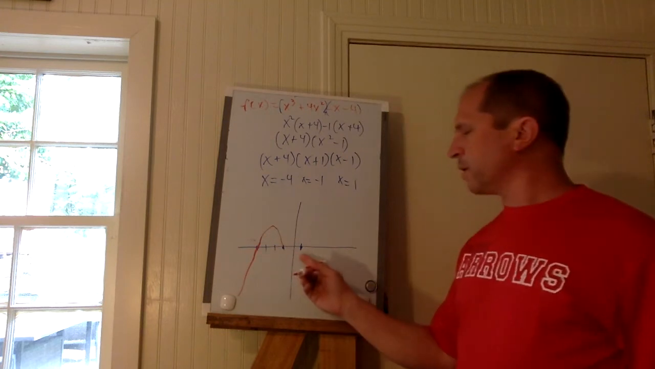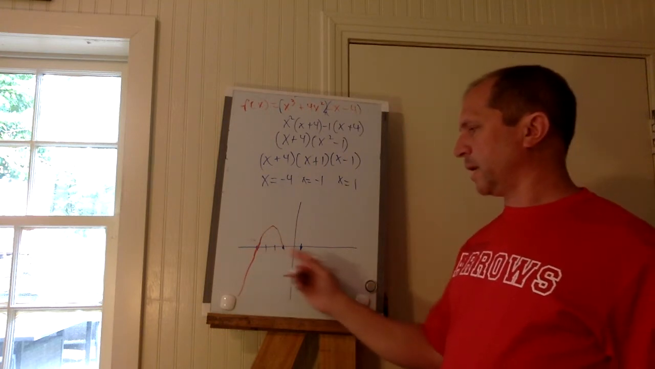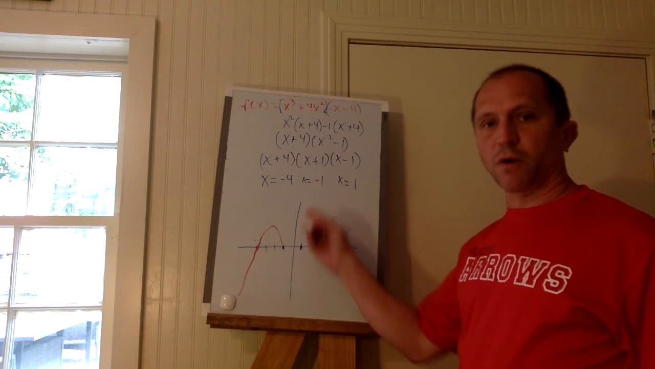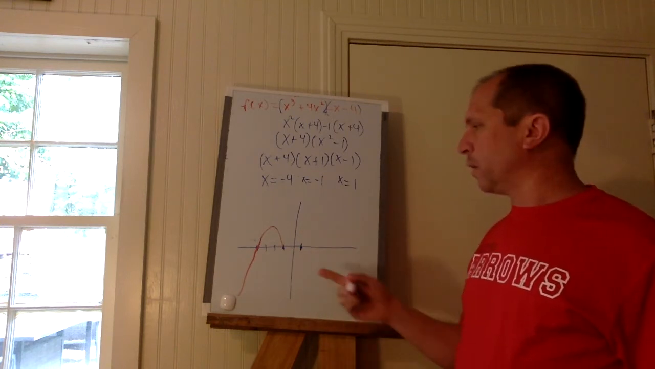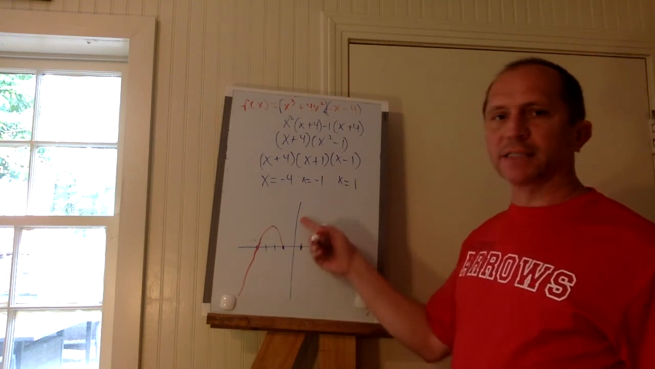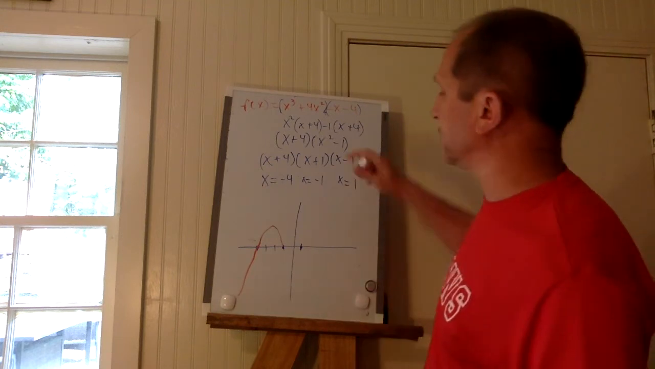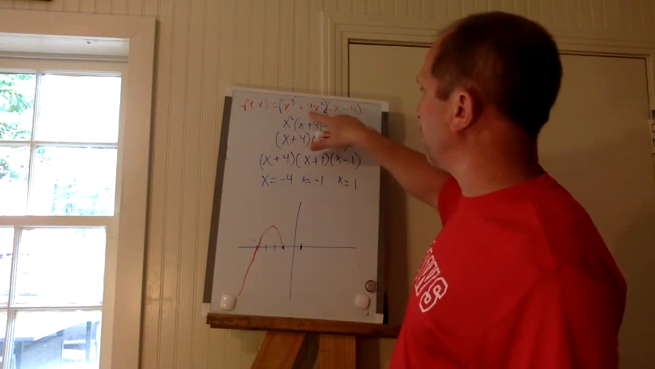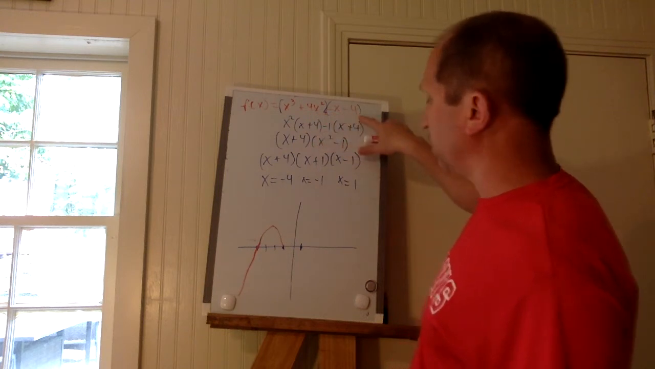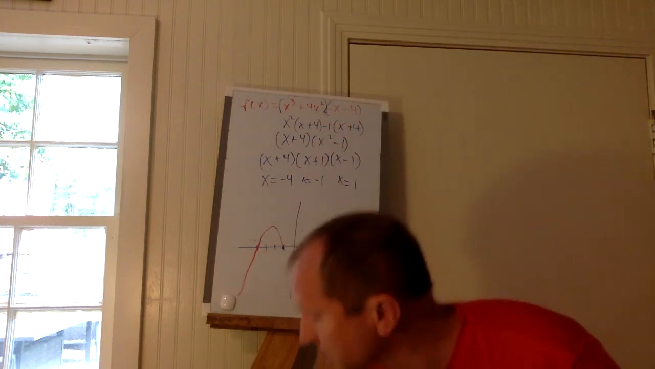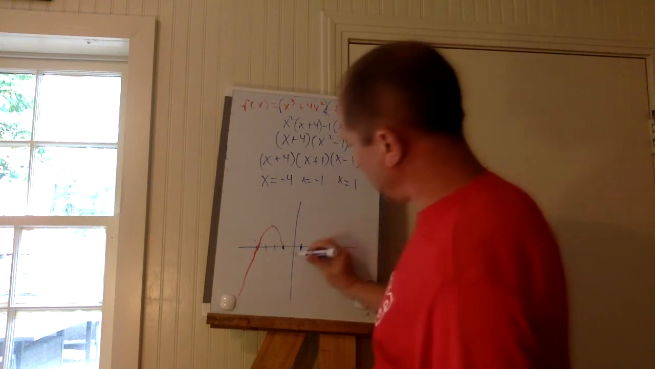Now, it's going to cross somewhere right in between negative 1 and positive 1. It's going to cross the y-axis. Well, again, every point on the y-axis has an x-coordinate of 0. So if we plug in 0 to the original equation, we get 0 plus 0 minus 0, then minus 4, so we get negative 4. So it actually goes all the way down to negative 4.